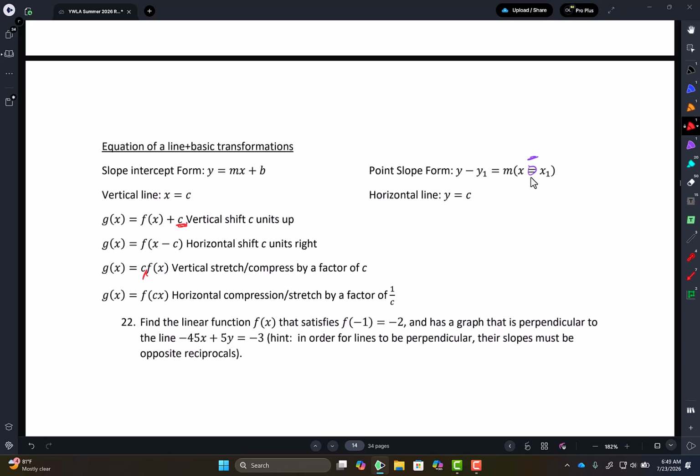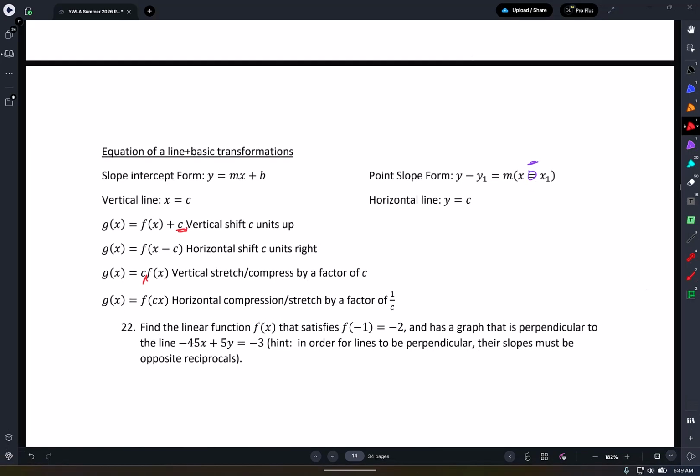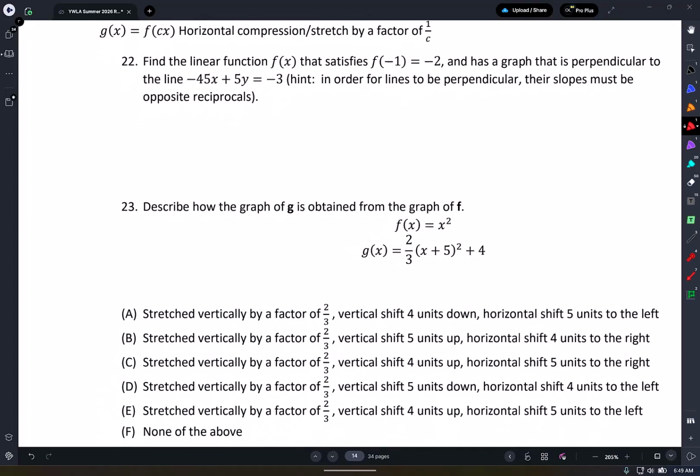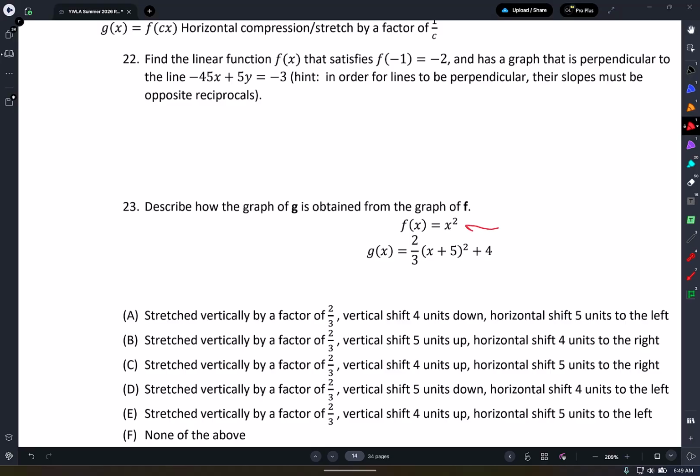So hopefully that makes sense to you guys. Let's see if we can do some of these, or let's look at some of these questions. Describe how the graph of g is obtained from the graph of f. Well, I have a parent function here. It's x squared, and I still have x squared there. Look at that squared there, so I still have a quadratic.